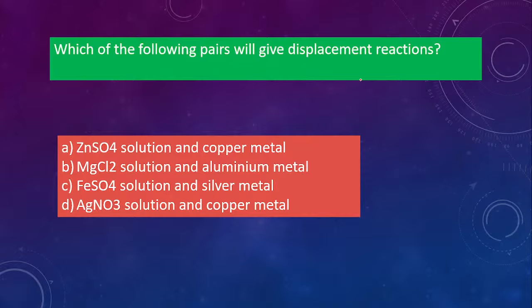Which of the following pairs will give a displacement reaction? Pairs are given, so you have to say out of these four pairs which one will go for a displacement reaction. I hope everyone knows displacement reaction: the more reactive metal will displace the other one, right? So you should know the reactivity series. Now see it: zinc sulfate solution and copper, magnesium chloride and aluminium metal, ferrous sulfate and silver metal, silver nitrate and copper metal.